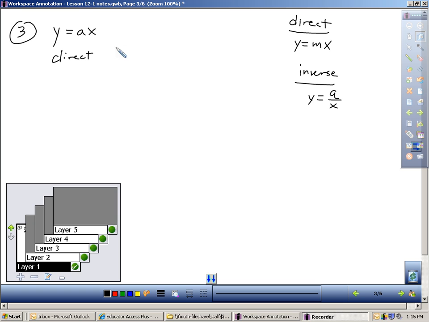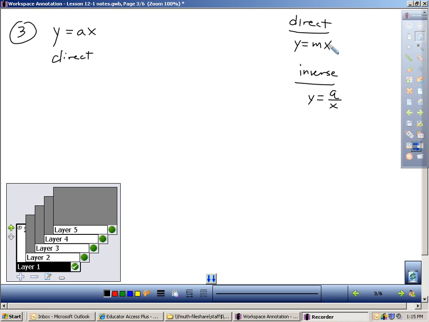So when I look at number 3, by just looking, I can tell it's direct. It says Y equals negative 2 times X. Well, that's definitely of this form. It's direct variation. Let's look at question number 4. It says XY equals 1.